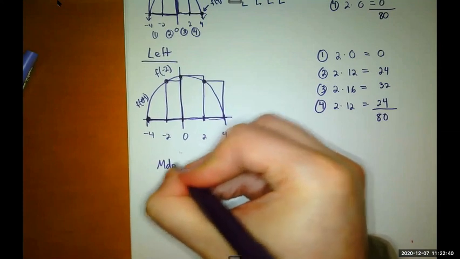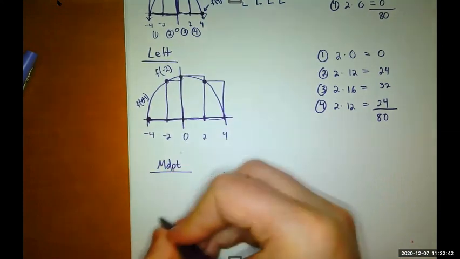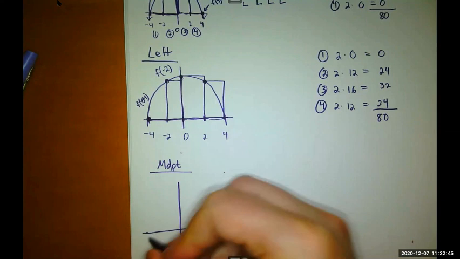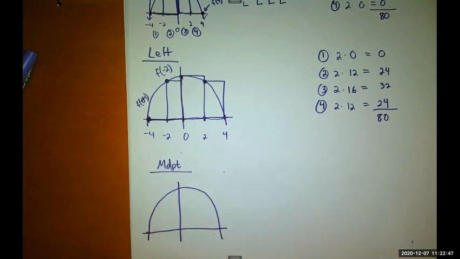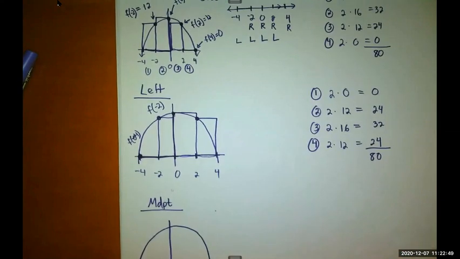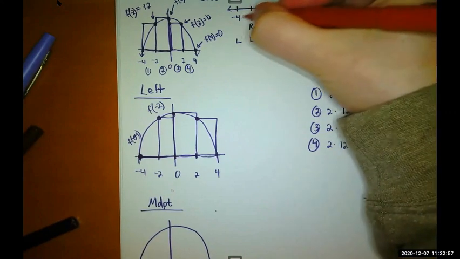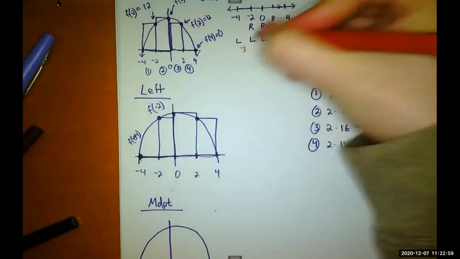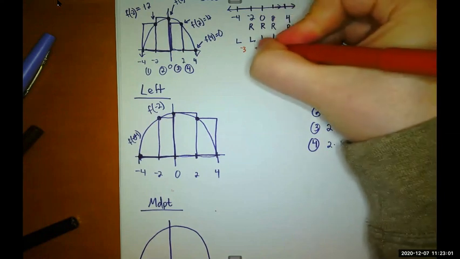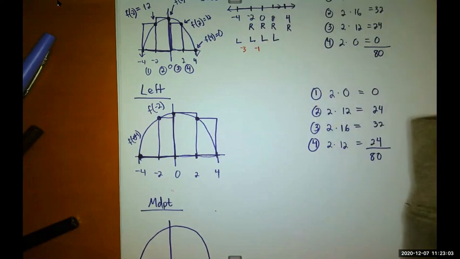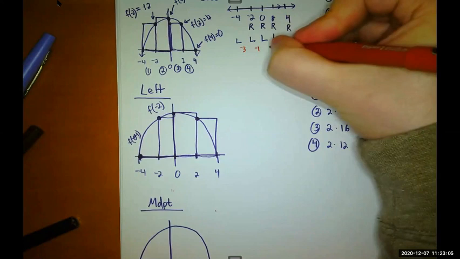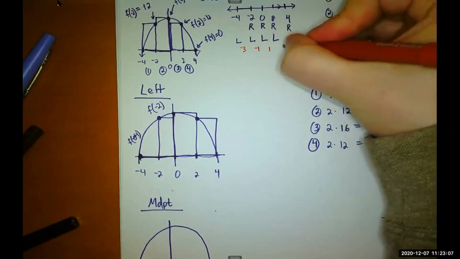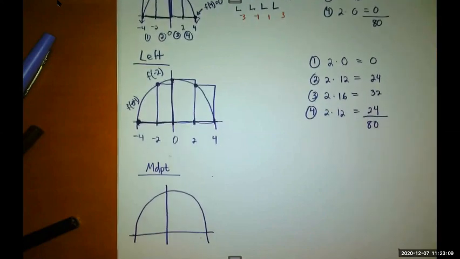Last one we're going to do, midpoint. Same x value for the intervals, different x values that we're doing though, because we're doing the midpoint. So -4 to -2, the midpoint is -3. -2 to 0, the midpoint is -1. 0 to 2, the midpoint of 1. 2 to 4, the midpoint is 3.